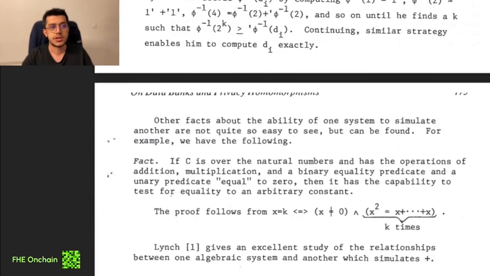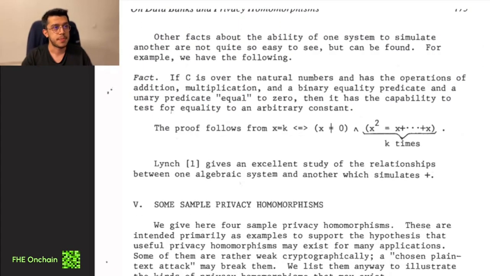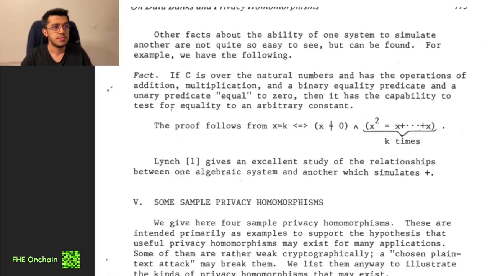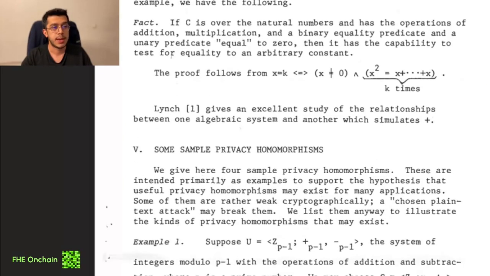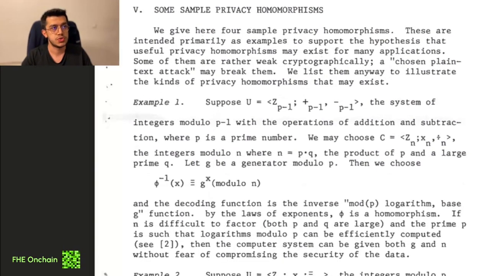So this is also a cryptanalytic security. This is another one, and yeah, another good and important chapter, some sample privacy homomorphisms. So the first one, we have a finite group with a prime p, and addition, subtraction, they're essentially the same.